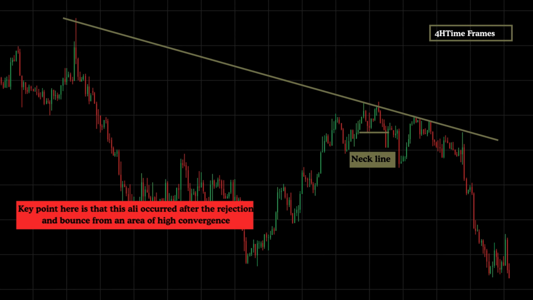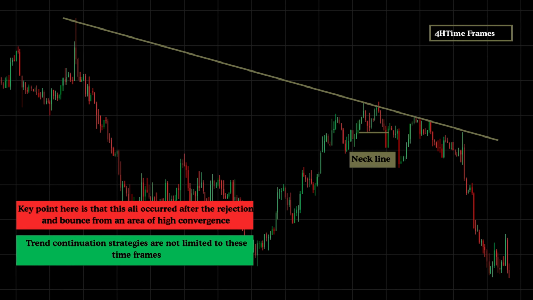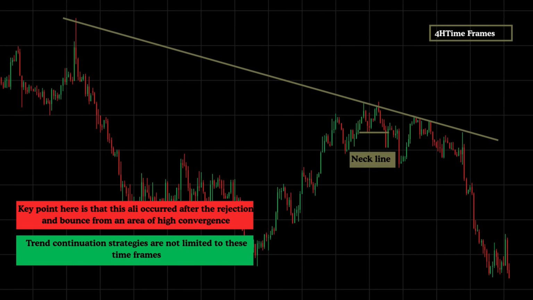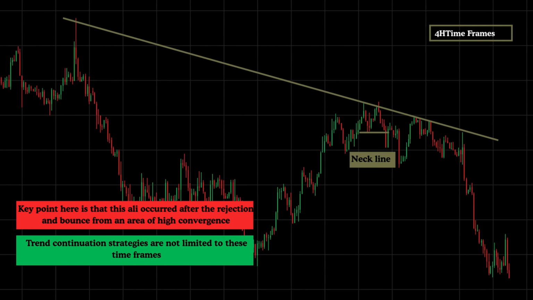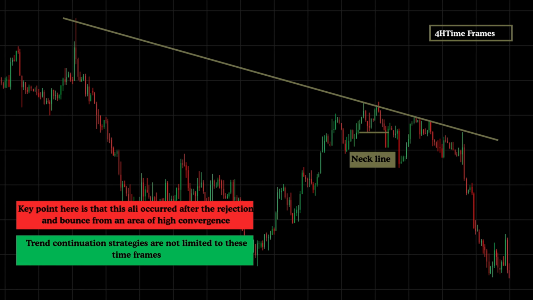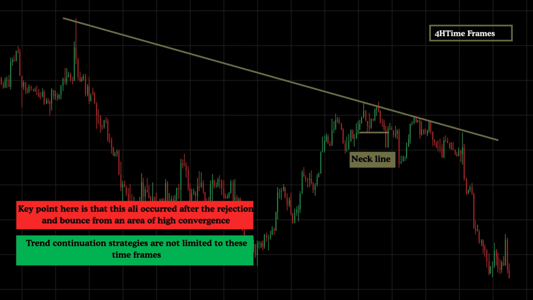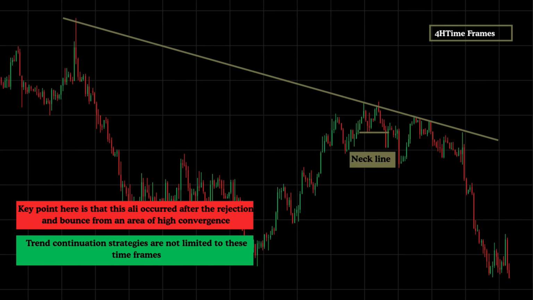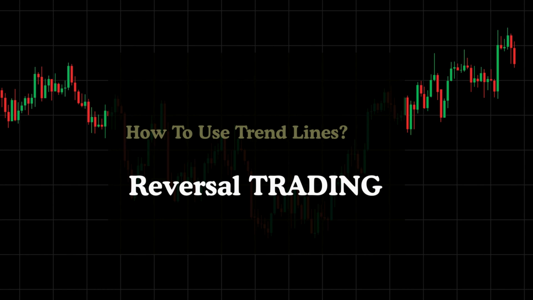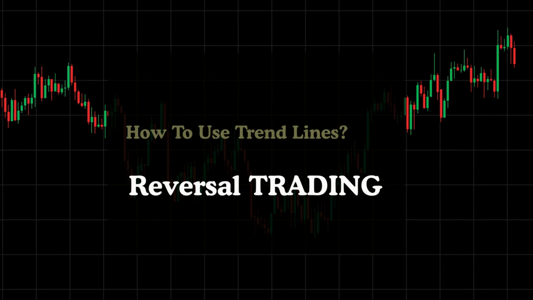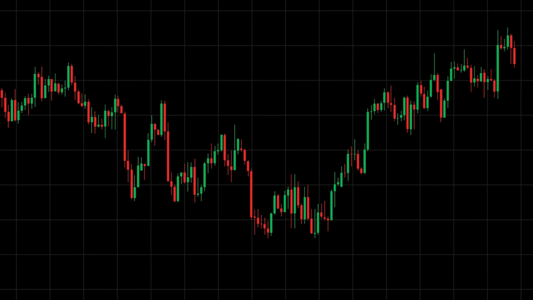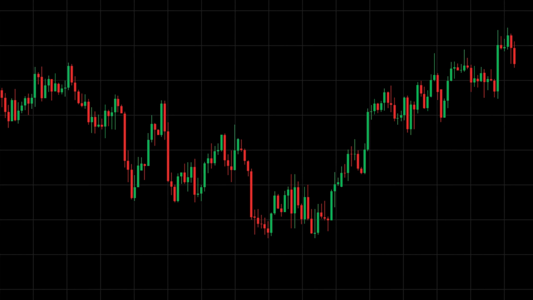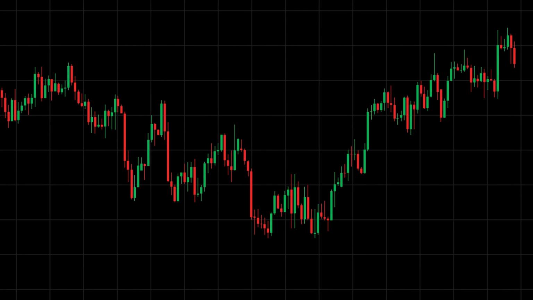Another important point is that trend continuation strategies are not limited to these time frames. You can apply them to any of them. But remember, the setups you find on higher time frames carry more weight. So now that you understand how to use trend lines for trend continuation trading, let's move on to the second way of using trend lines, which is through reversal trading. In this section, we will explain the reversal trading strategy with trend lines.